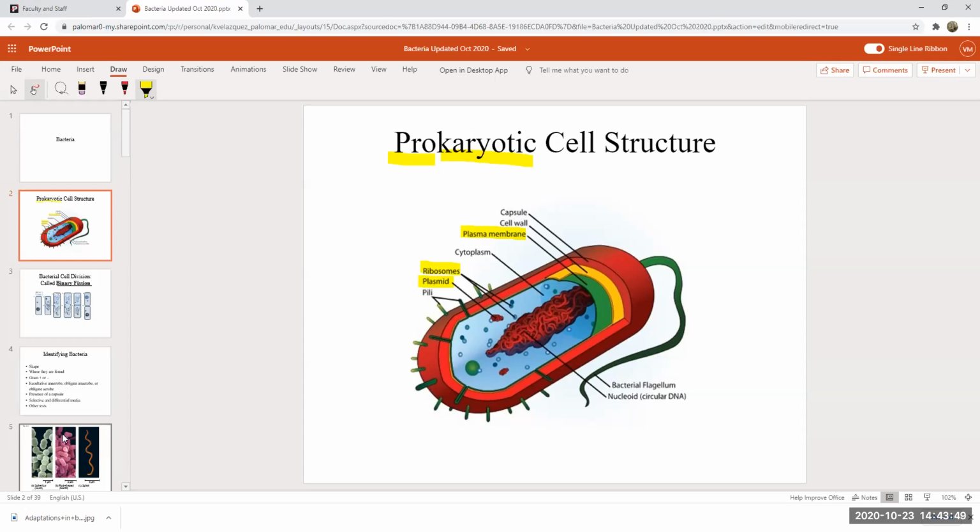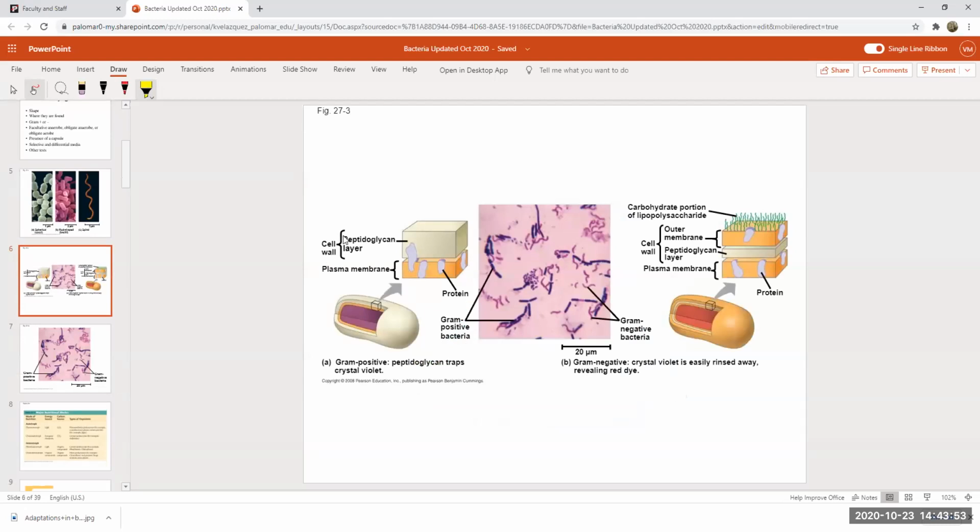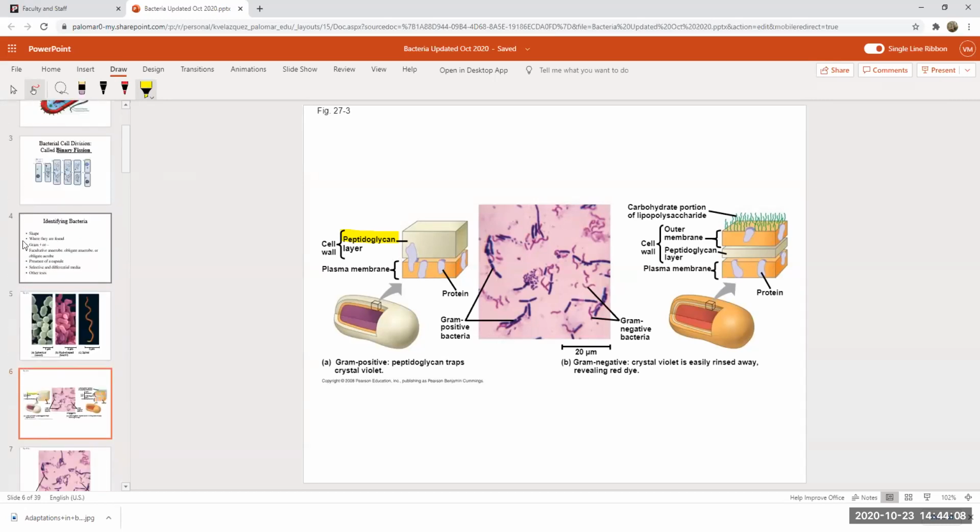And I'm just going to skip ahead really fast to a future slide so I can show you the word peptidoglycan. So here's peptidoglycan. The peptido part, that is protein, and then the glycan, that's carbohydrate. So it's a combination of protein and carbohydrate that's making up the cell wall of that bacteria.